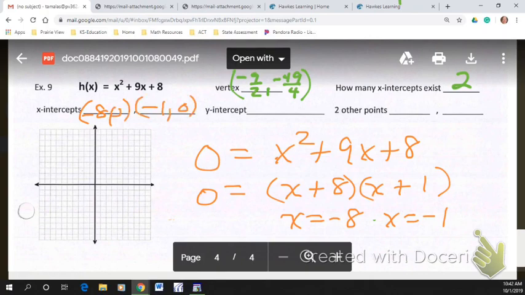Okay, and we're going to run out of time to finish this, but to find a y-intercept, you just let x be 0. To find two other points, you're going to let x be a number and plug it in. Just let x be a 1, let x be a -1, and plug them in. Okay? All right, so you're ready to practice and certify on that one.